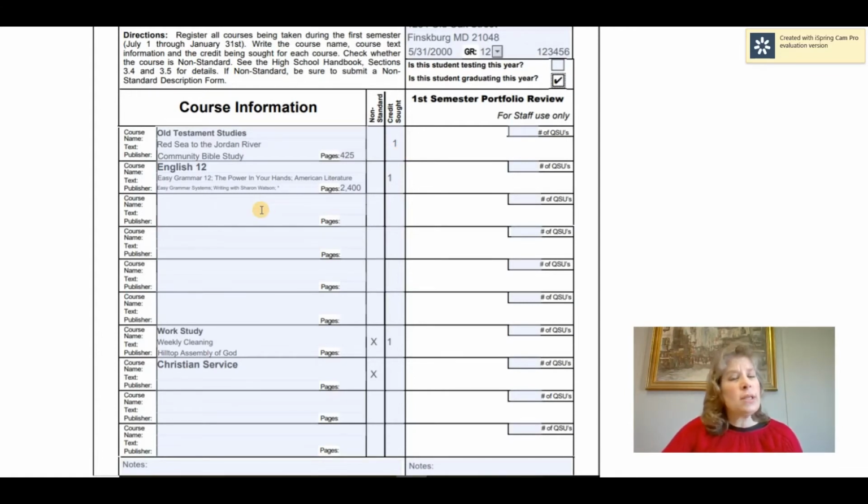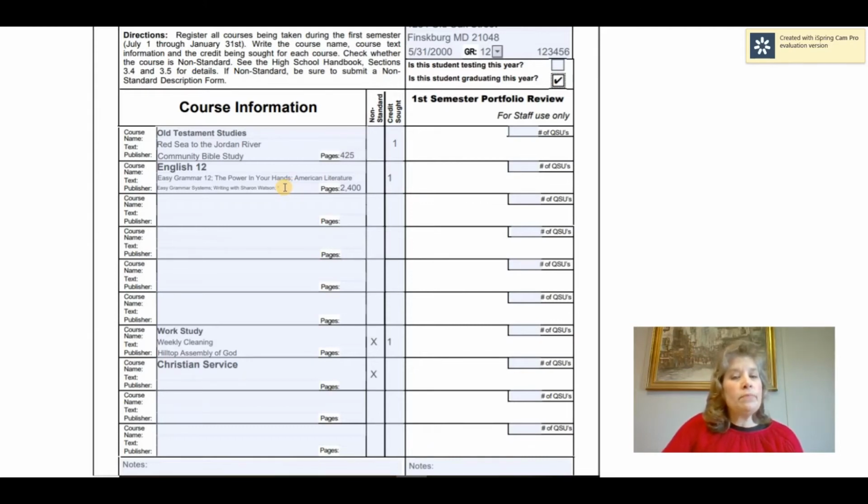The second course that Joshua is taking this year is English 12, and we use a variety of components instead of just one curriculum. For grammar, Joshua is using Easy Grammar 12. His writing component is called The Power in Your Hands, writing nonfiction at the high school level. And then we are studying American literature this year to correspond with our U.S. history course. I've entered the text publishers below, Easy Grammar Systems and Writing with Sharon Watson.